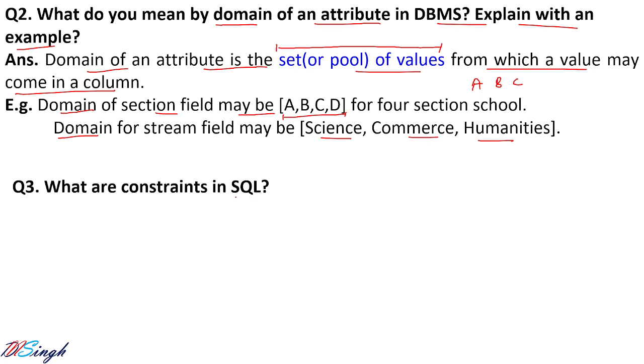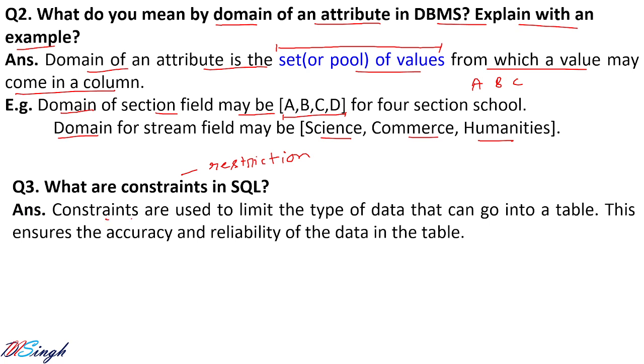What are the constraints in SQL? So constraint means what? Restriction. Okay, restriction you are putting somewhere. So the constraints definition we will see. Constraints are used to limit the type of data that can go into the table. This ensures the accuracy and reliability of the data in the table.